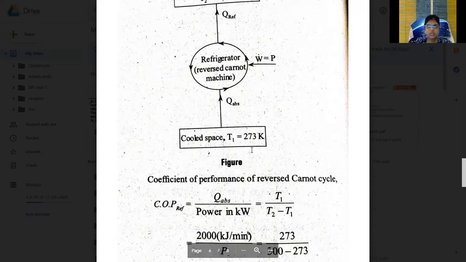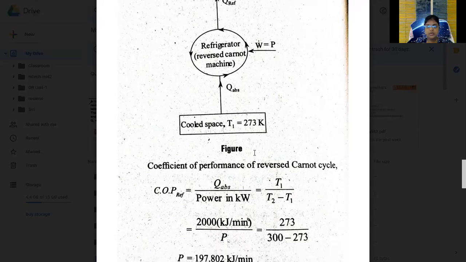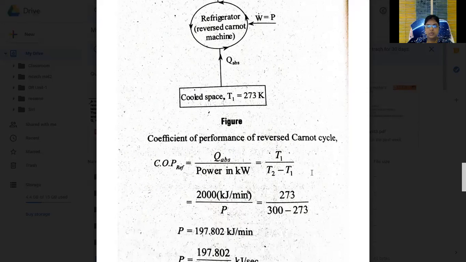What is the temperature here? T1 by T2. So work done is nothing but T2 minus T1, higher temperature minus lower temperature. So T2 by T1. And just we will take T1 by T2 minus T1.